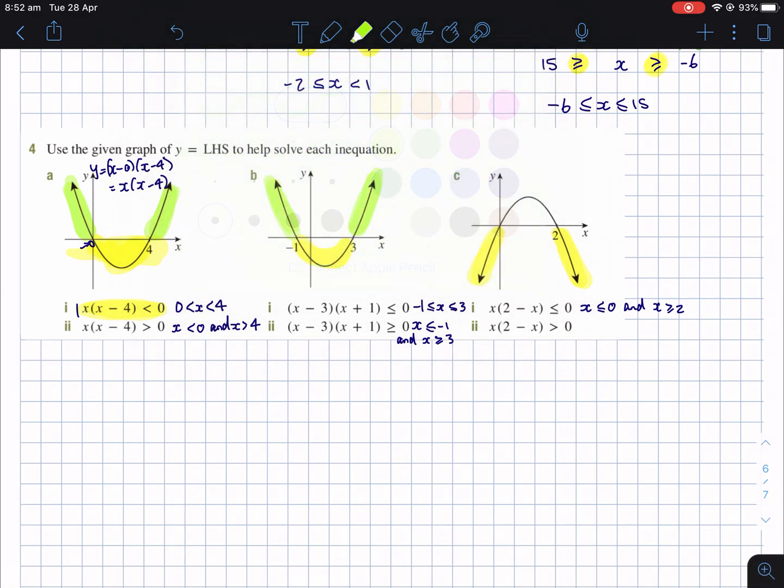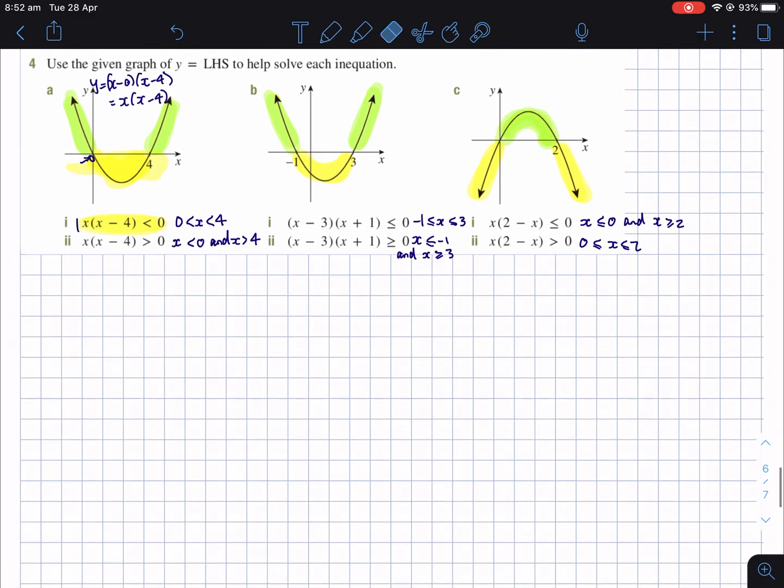And we want to know when it's positive. Well, it's positive up here, isn't it? So between 0 and 2, including those numbers. Oh, no, not including those numbers, because we want to know when it's greater than, not greater than or equal to. So that's question 4.